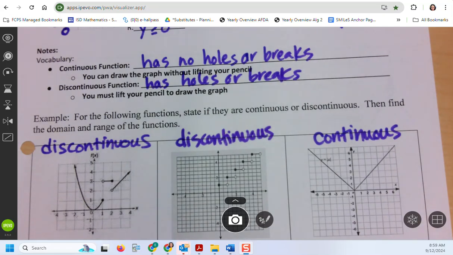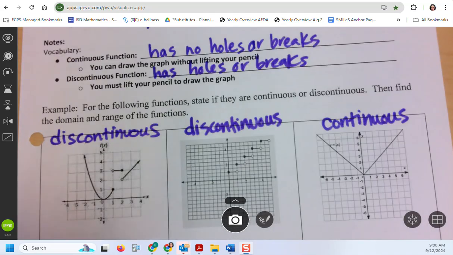All right, so for the following functions, state if they're continuous or discontinuous, and then find the domain and range of the functions. So we've done a lot with domain and range, so we're going to probably go through this quickly because I also want to talk to you about increasing and decreasing intervals on the back. Okay, domain.